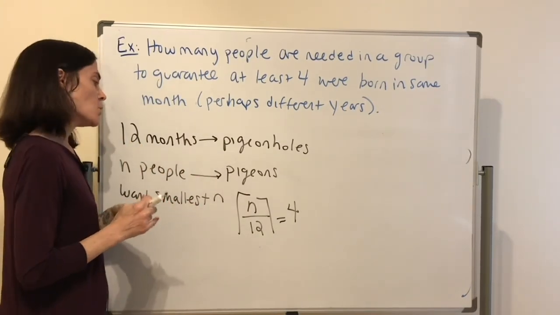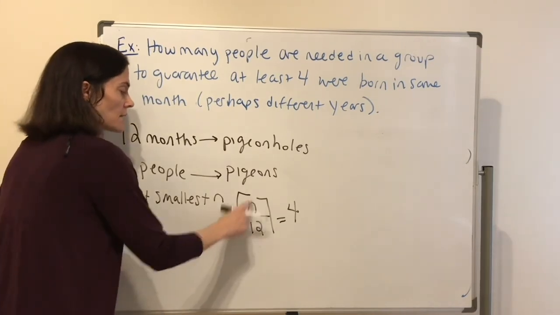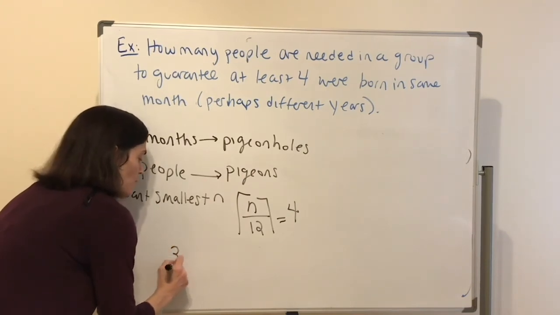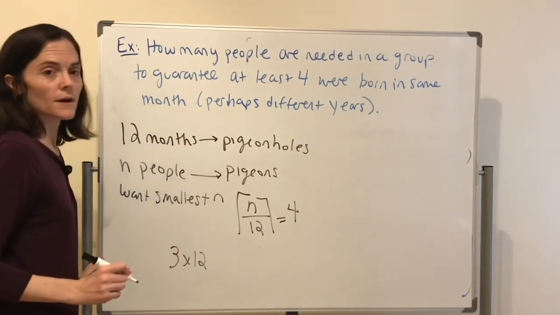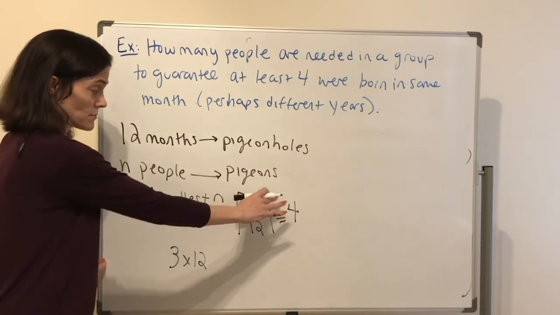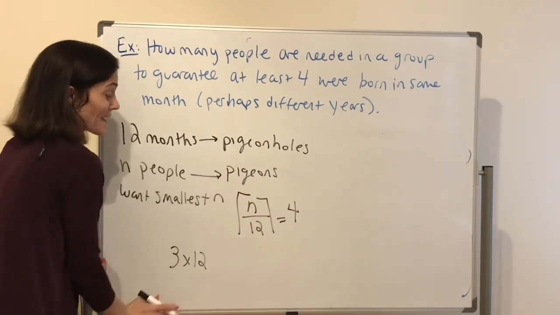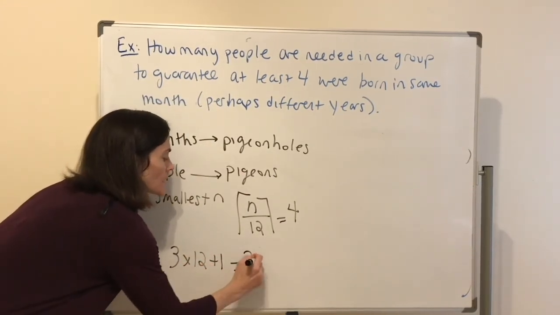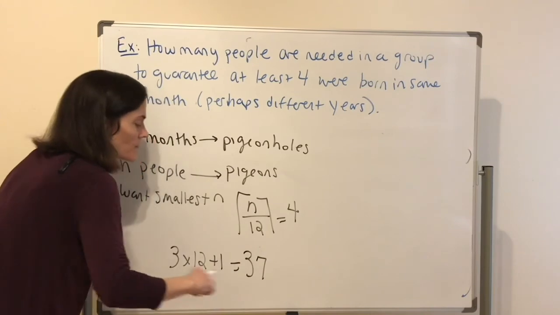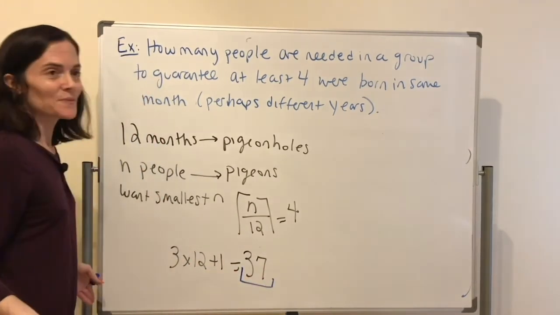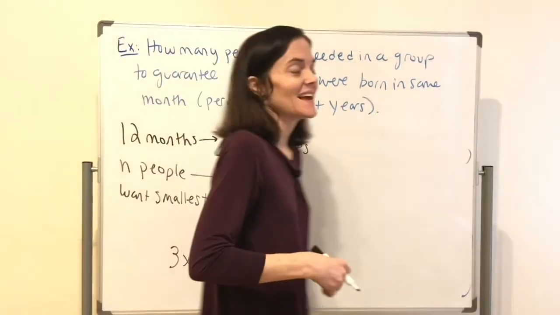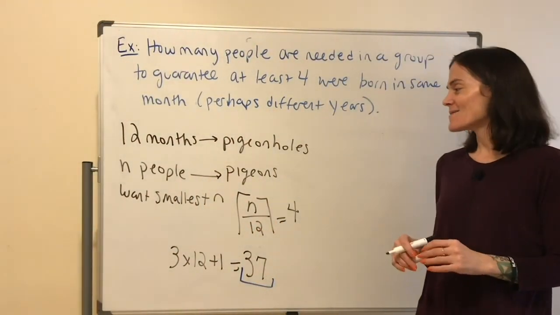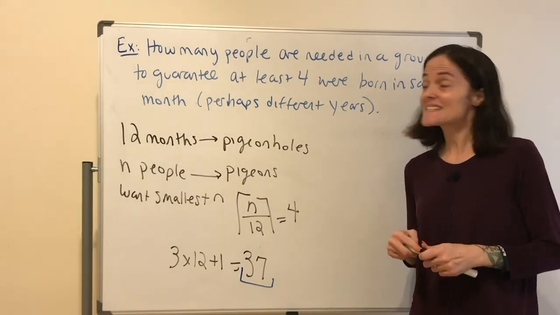Well, here you can see how to answer this. It would just be 3 times 12. That won't work because when you divide this by 12, you get 3, but you take 1 more. So plus 1, we get 37. So if we have a group with 37 people, we are guaranteed that 4 of them were born in the same month. Okay? This is the pigeonhole principle.